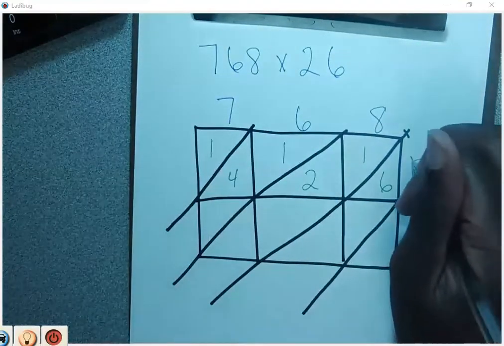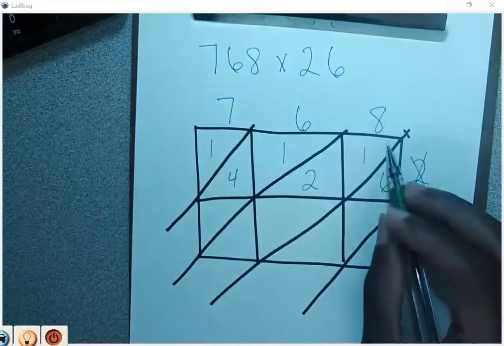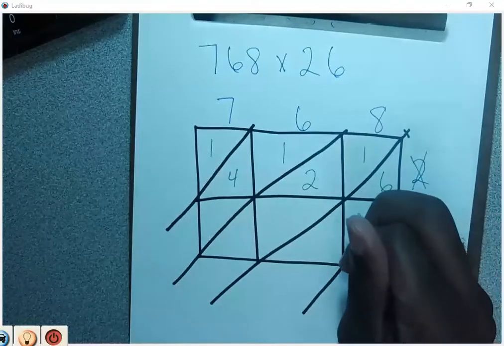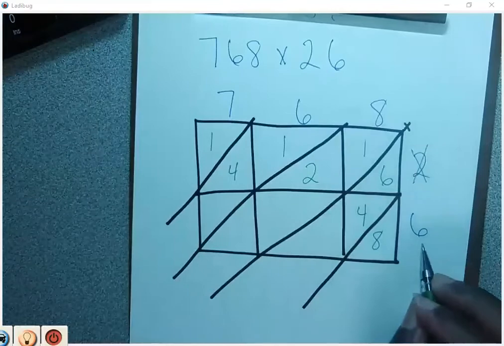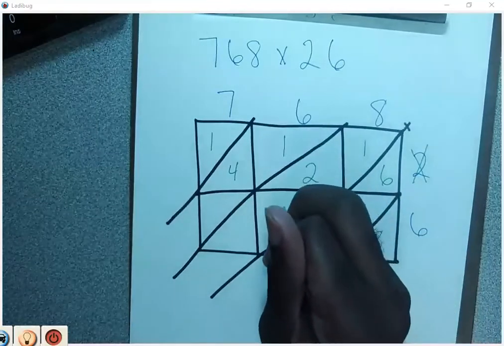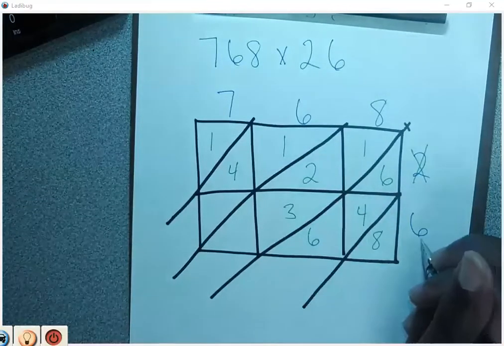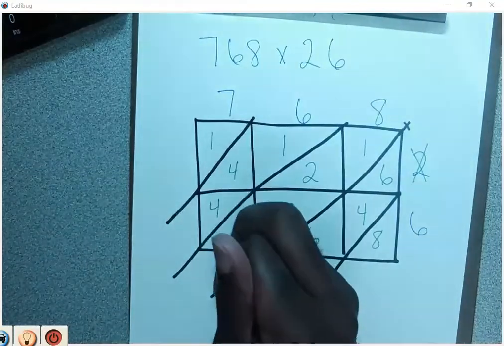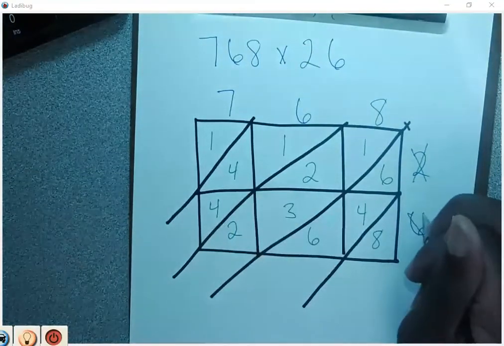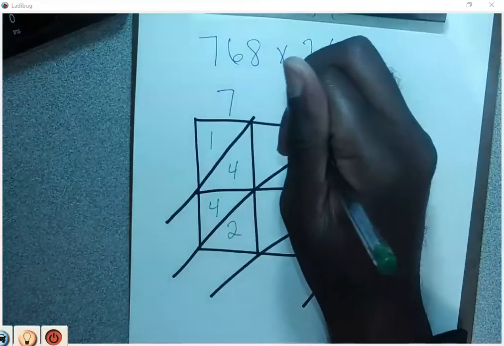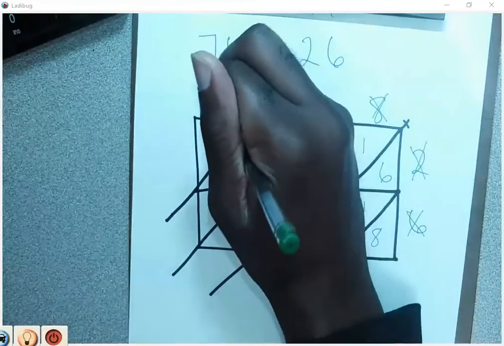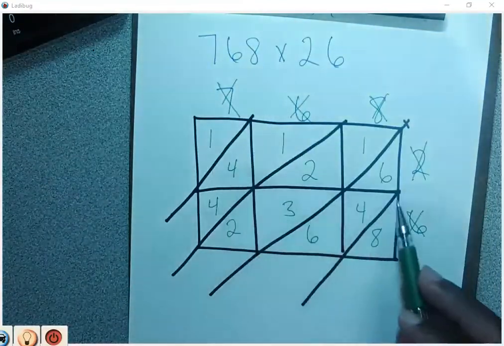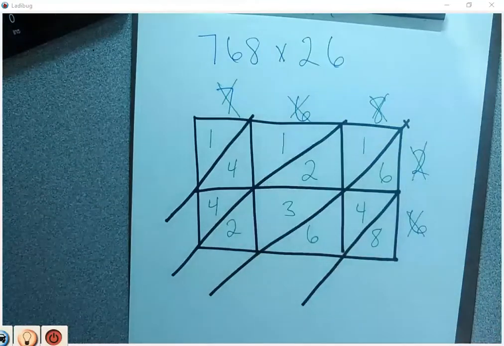And 2 times 7 is 14. Now we're going to cross that out because we don't need it anymore. 8 times 6 is 48. 6 times 6 is 36. And 6 times 7 is 42. Now I'm going to cross through my 6 and my factors up top because they are no longer needed. So when I go to add up my columns, I don't get confused and add those as well.